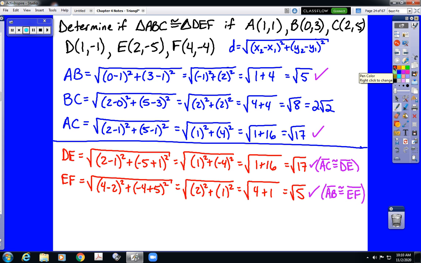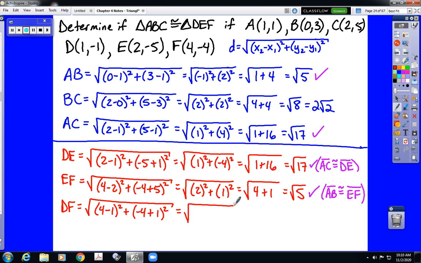So we need to do the final distance formula. That would be D and F. Okay, x1, y1, x2, y2. So that would be 4 minus 1 quantity squared and negative 4 minus negative 1 quantity squared. Meaning we're looking at 3 squared plus negative 3 squared, or 9 plus 9, which is the square root of 18, which is 3 root 2.